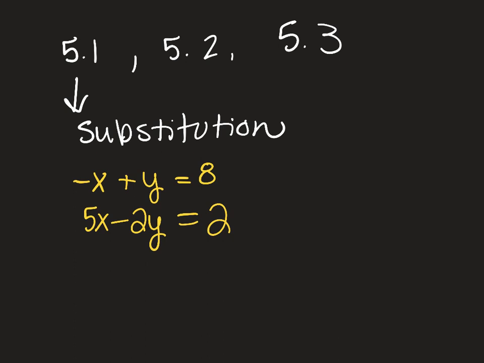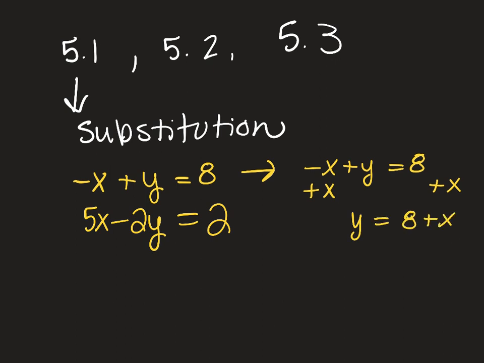All right, so for substitution, we have to pick an equation, solve it for one variable, and then plug it into the other equation. So I would take my top equation and solve it for y, because you don't have to deal with the negative. So negative x plus y equals 8. I'm going to add my x over to the other side, giving me y is equal to 8 plus x. So then I'm going to take my 8 plus x, and replace the y in my other equation with that.